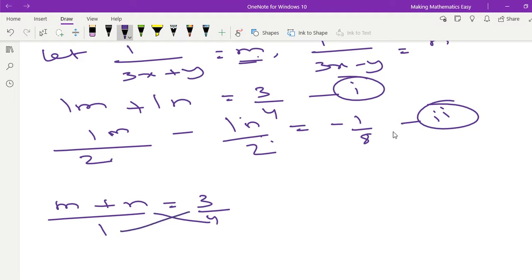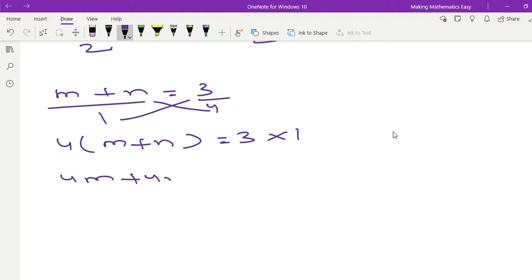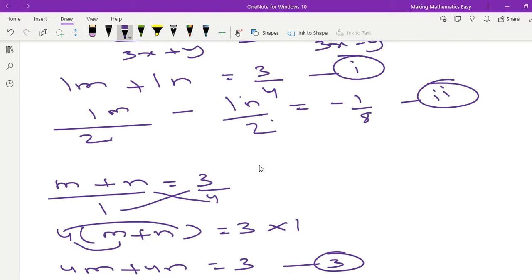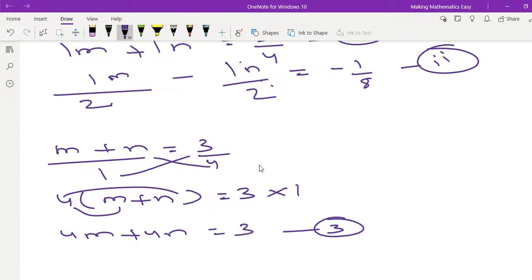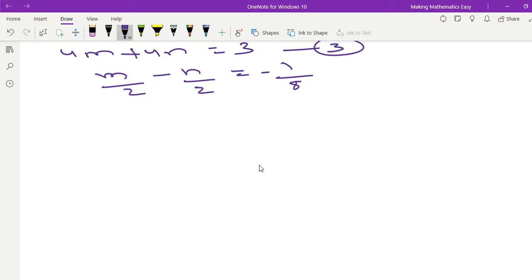So we will again cross multiply this. So that will be 4 into m plus n is equal to 3 into 1. So your equation will be 4m plus 4n. So this will get multiplied by both, is equal to 3 ones are 3. So this is your equation number 3, you can say. Now let's frame the same equation for equation number 2, which is m upon 2 minus n upon 2 is equal to minus 1 upon 8. So the denominator is same over here, so you can write it once, and this numerator you can solve, minus 1 upon 8. Now we can do one thing, we can send 2 over here.